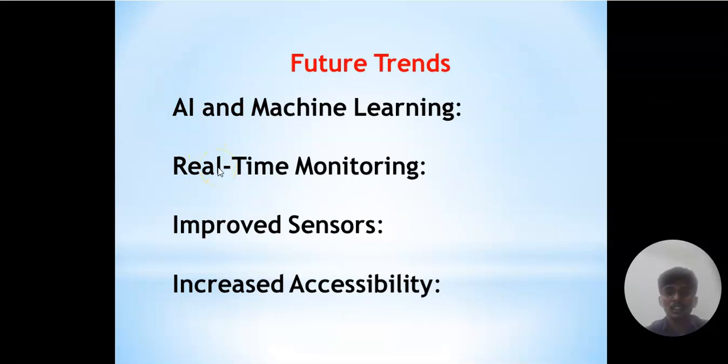And the future trends in the GIS and remote sensing industries are mainly AI and machine learning. In AI and machine learning, the data analysis capability will be enhanced in the future. The second one, most important, is real-time monitoring. In the future, there will definitely be increased use of real-time data with dynamic analysis. Sensors are also improving day by day, with the development of more accurate and sophisticated sensors. They also increase accessibility, making GIS and remote sensing tools more accessible to various sectors.